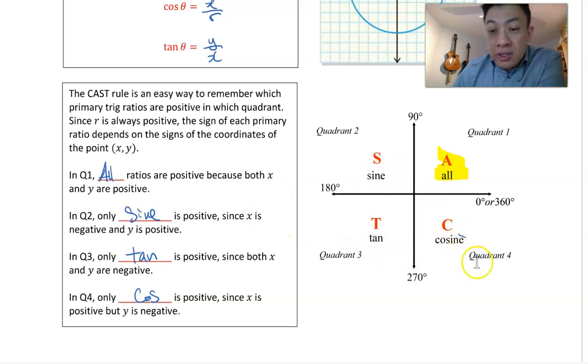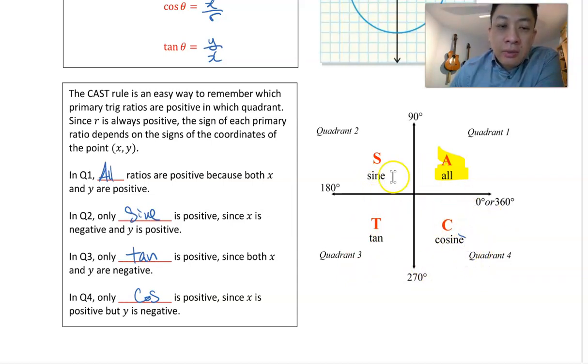If you look over here, what this is saying is starting from quadrant 4, CAST, or some people call it ASTC from quadrant 1. You're labeling CAST every time. In quadrant 1, all the trig ratios work out to be positive. Here, all the trig ratios work out to be negative, except for sine. That's why there's an S here. The sine ratio works out to be positive. Here, all of them work out to be negative except for tan, and here all of them work out to be negative except for cosine.